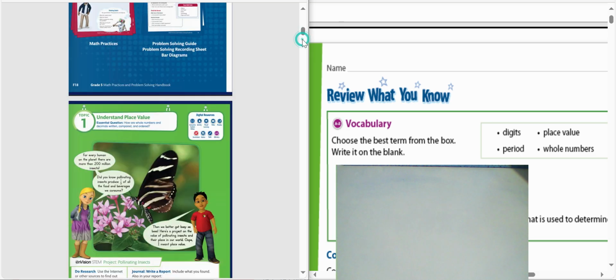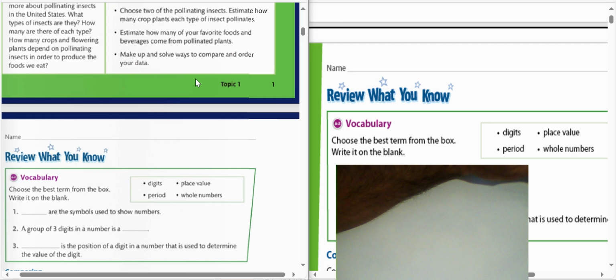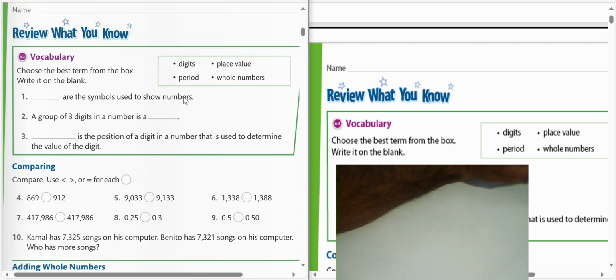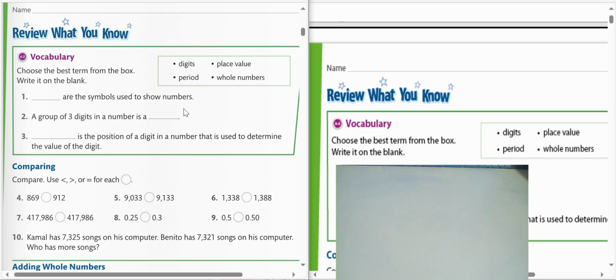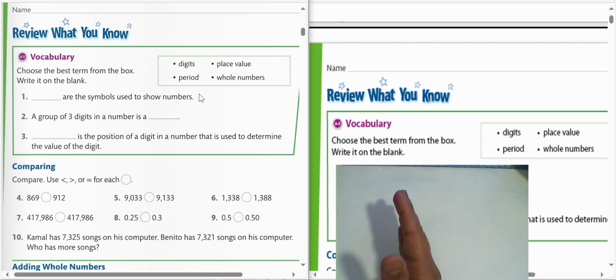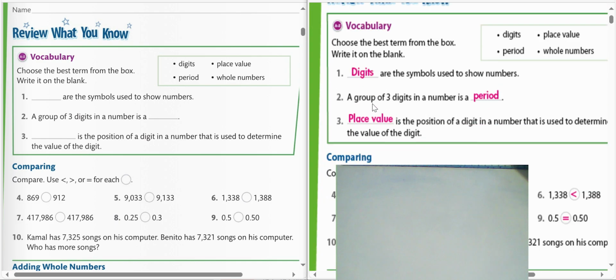We have digits. We can write here this example, question number 2, or question number 1 first. Digits are the symbols used to write numbers, like 1, 2, 3, 4, 5. A group of 3 digits in a number we call a period. A period contains ones, tens, hundreds, and also ones, tens, 10,000, 100,000. The position of a digit in a number that determines the value of the digit, we call it place value. In the answer here, write first digits, period, and place value.